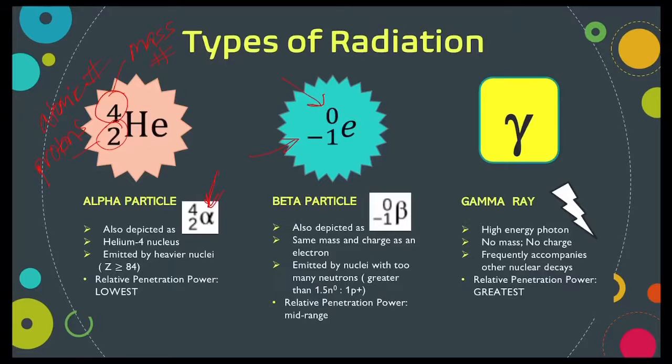The penetration power of a gamma ray is the greatest because, again, it has no mass. So that's why there's a 0 up here, no mass and no charge. So it's pure energy, no charge.